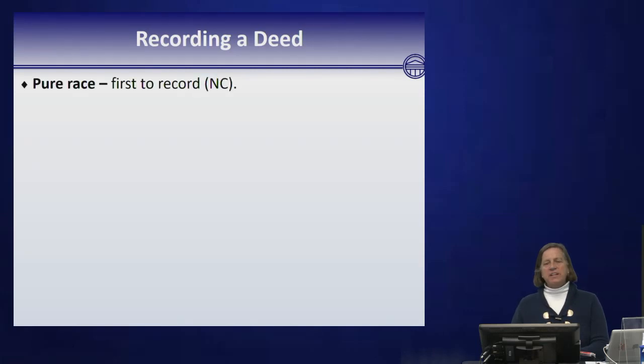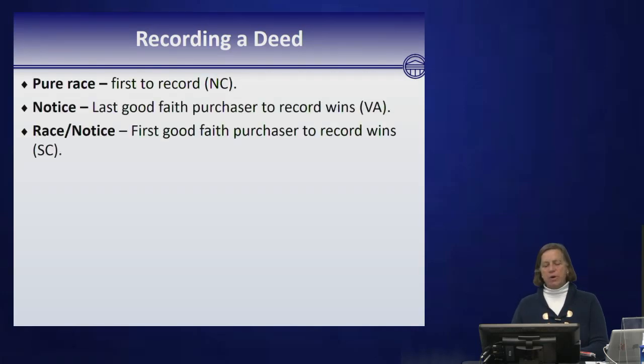In terms of recording a deed, there are three different types of recording statutes you could have. Let me explain this. There could be an unscrupulous seller who decides that he or she is going to try to sell the same piece of property twice. And for that reason, almost all deeds are recorded, and every state has its own type of recording statute. So in North Carolina, the first to record wins.